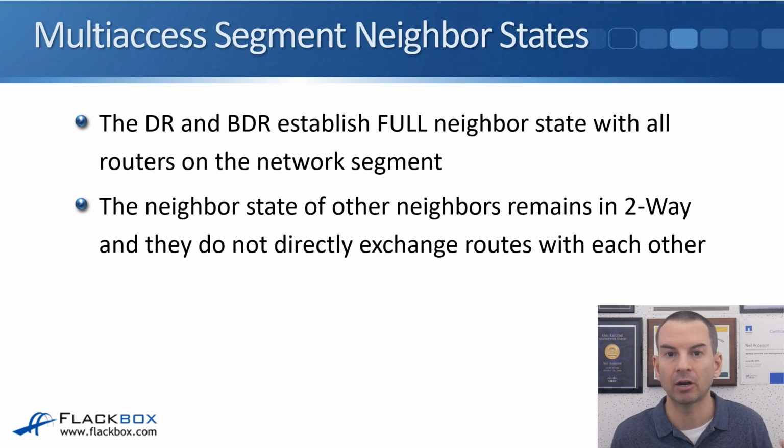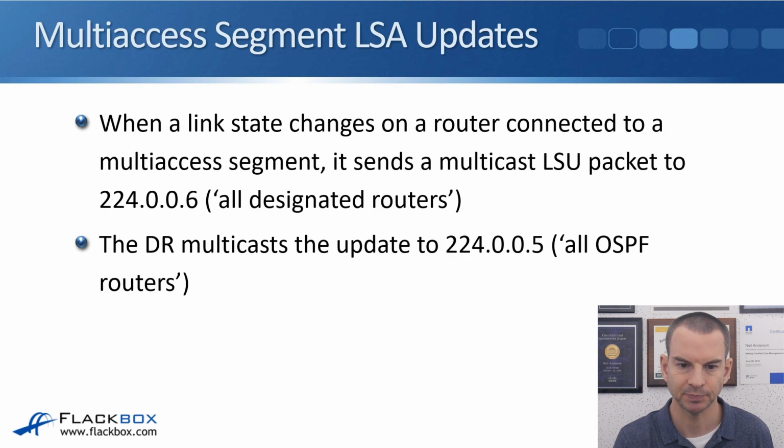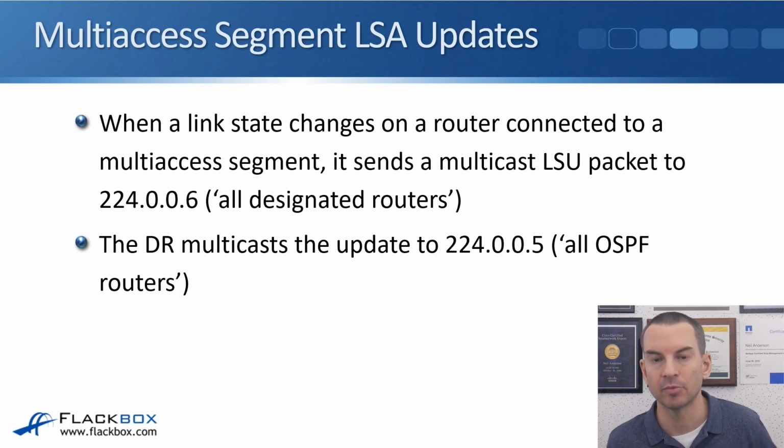R3 and R4 will still learn each other's routes though, because that will be reflected down from the designated router. So when a link state changes on a router, if a new link comes up or a link goes down that's connected to a multi-access segment, it sends a multicast LSU, link state update packet, to 224.0.0.6, which is the multicast address for all designated routers. So it's just the DR and the BDR that are listening for packets sent to that address.